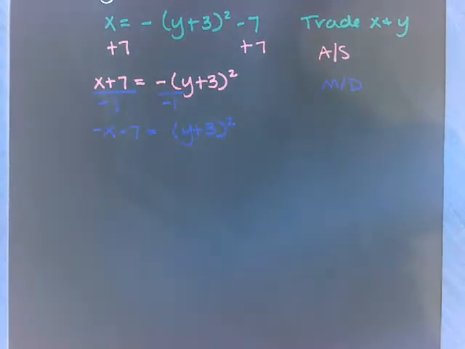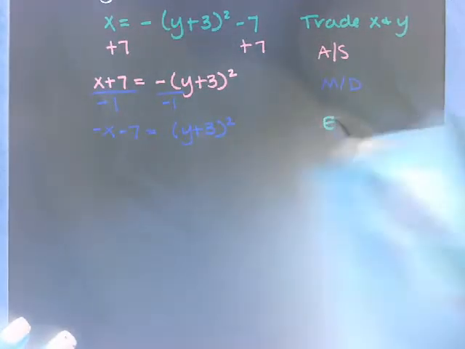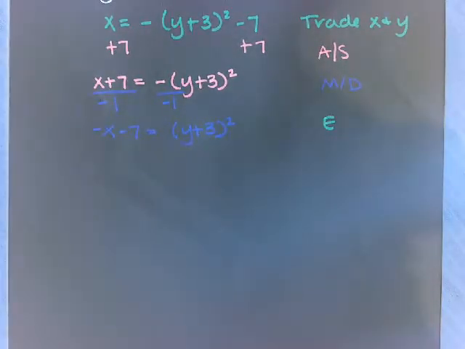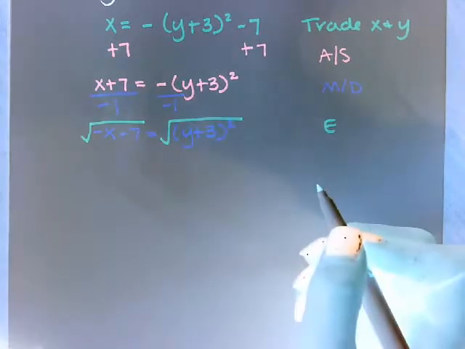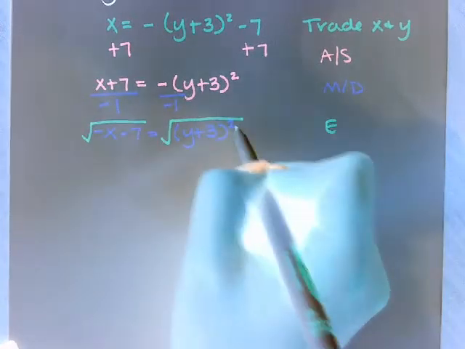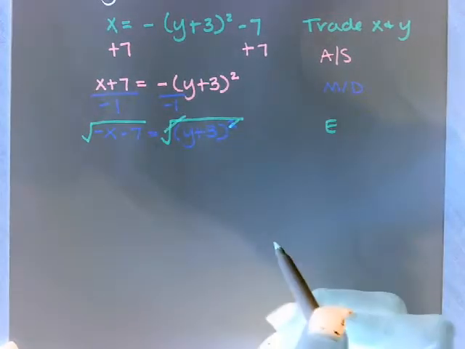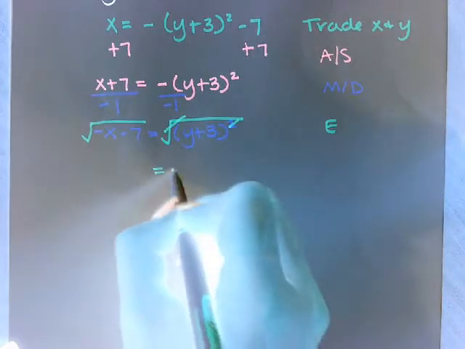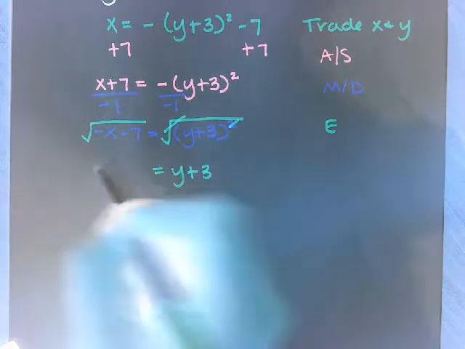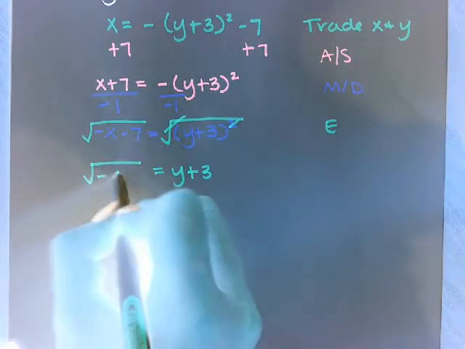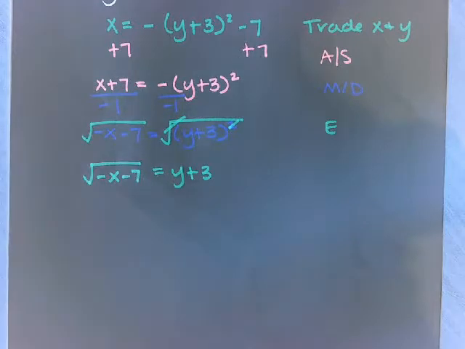Okay, what's the next step in PEMDAS? Exponents. So what we're going to do is we're going to get rid of exponents. So how do we get rid of the exponent in the problem? And square root. So the squared and the square root cancel, and we are left with y plus 3. And on the left side, we have the square root of negative x minus 7.